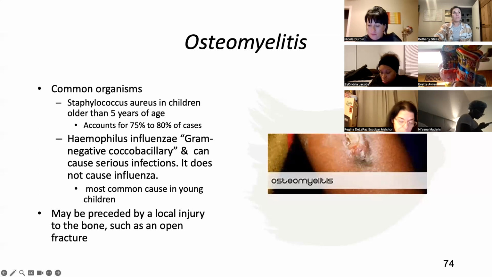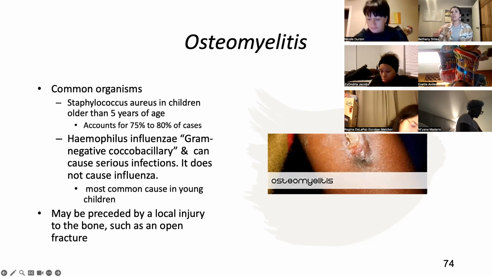Osteomyelitis is that bone infection. Some of our common organisms are going to be Staph aureus and Haemophilus influenzae. You might see a local injury before. So you could have an open fracture that then leads to osteomyelitis because they had a skin infection that progressed down into the bone.